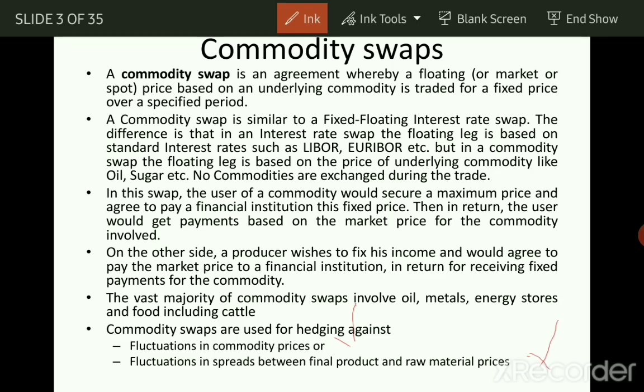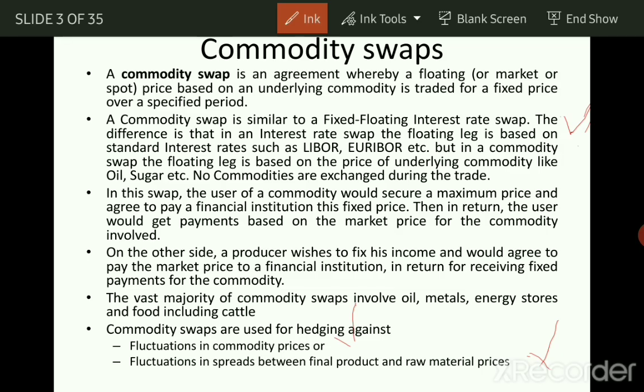So I can say here a commodity swap is similar to a fixed floating interest rate swap. So what's the difference between the interest rate swap and commodity swap is, in interest rate swap we are considering the floating interest rate, the market interest rate, that is Libor and Euribor. But in commodity swap we are considering the market price. Actually no commodities are exchanged during the trade. That is the thing.